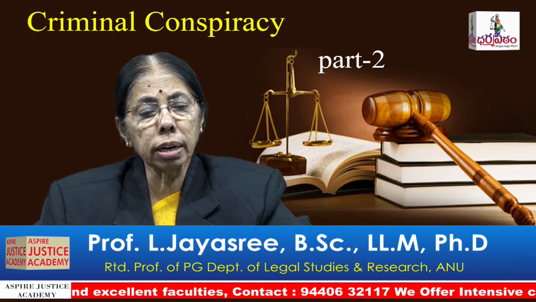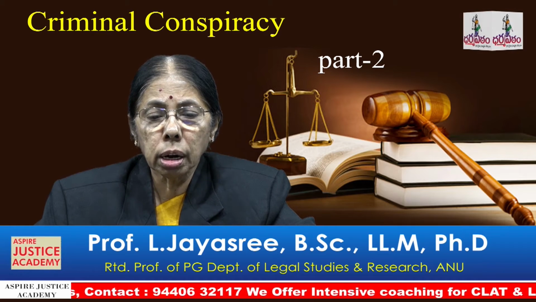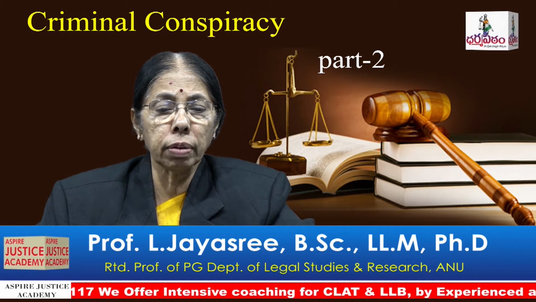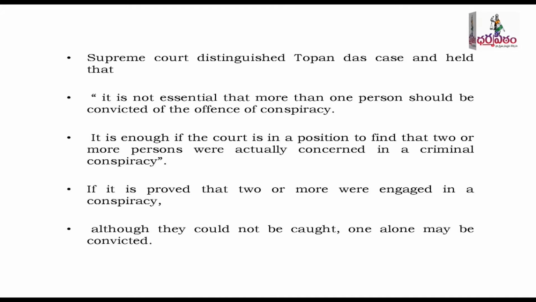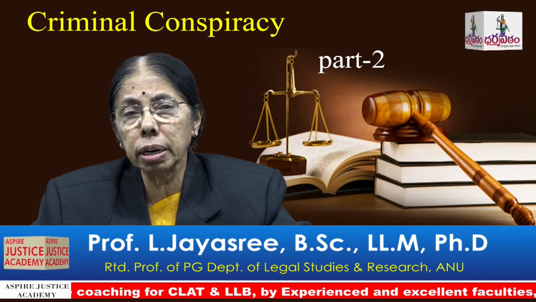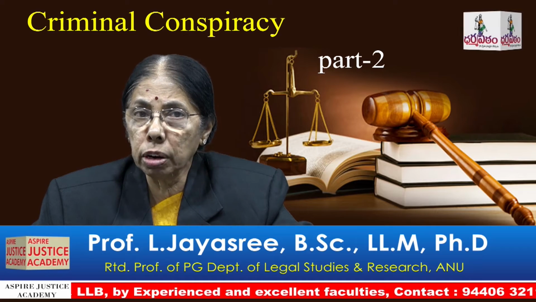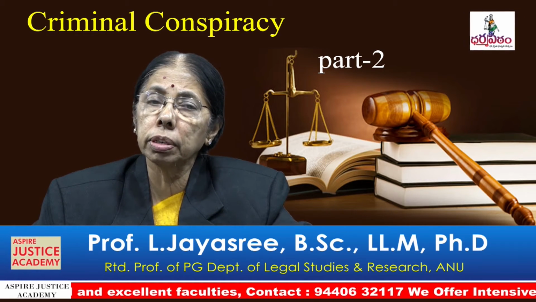So the Supreme Court held that it is not essential that more than one person should be convicted of the offense of conspiracy. It is enough if the court is in a position to find that 2 or more persons were actually concerned in a criminal conspiracy. So if it is proved that 2 or more were engaged in the conspiracy, although they could not be caught, one alone may be convicted. Although all the other accused could not be caught, if only one person was caught, that one person can be convicted.